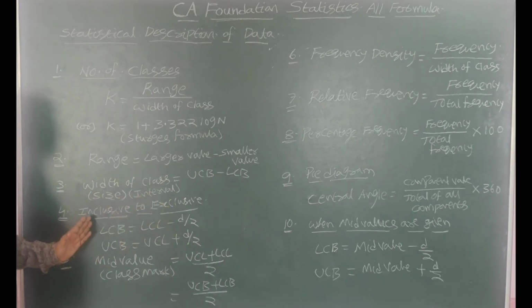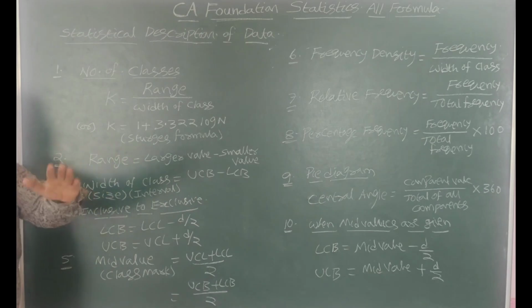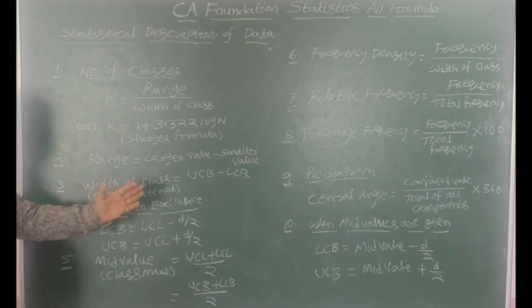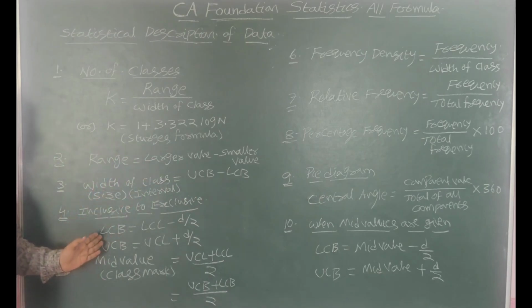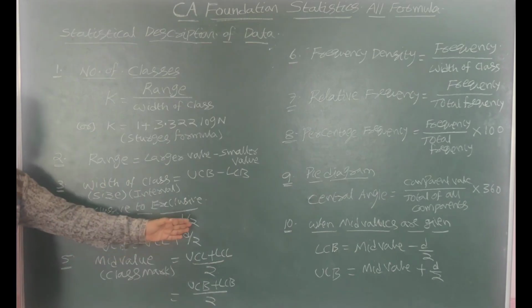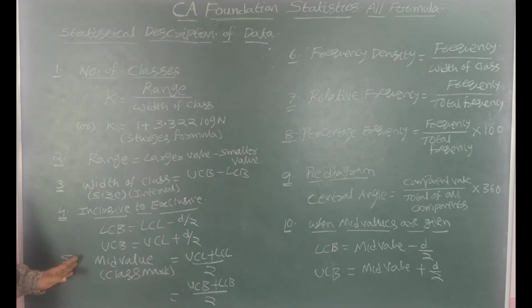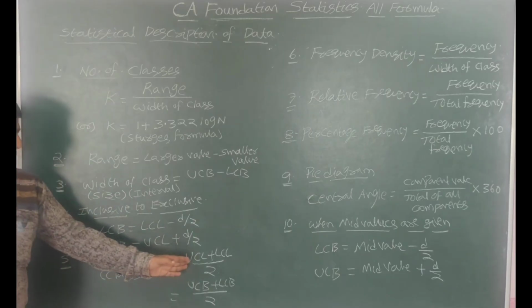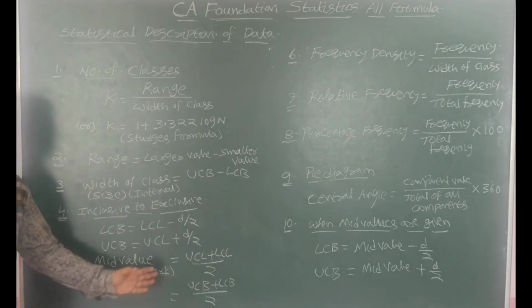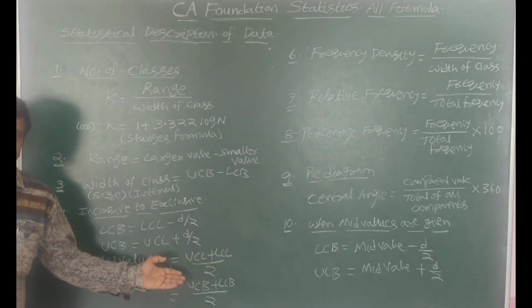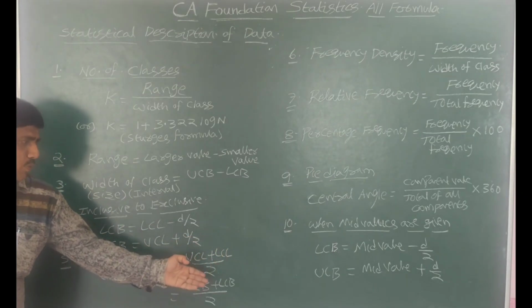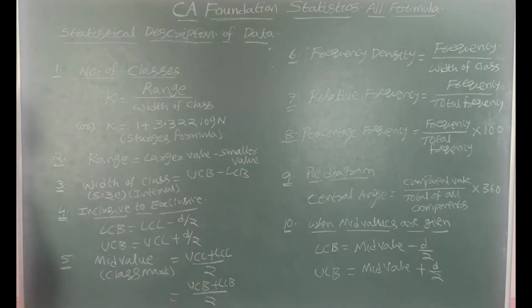Similarly, we know that we have to convert inclusive to exclusive. That means we have to convert limits to boundaries. On converting limits to boundaries, the formulas are: LCB, lower class boundary, is LCL minus D by 2, and UCB, upper class boundary, is UCL plus D by 2. Similarly, for finding the mid value or class mark of the class, the formula is upper class limit plus lower class limit by 2, or UCB plus LCB by 2. That means with boundaries, upper class boundary plus LCB by 2, you can also use.